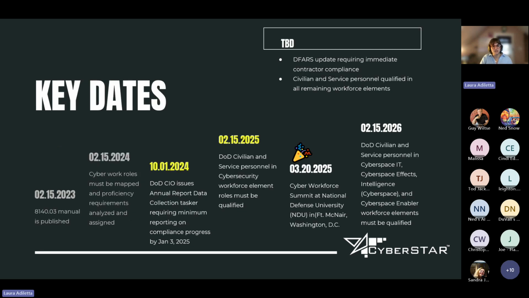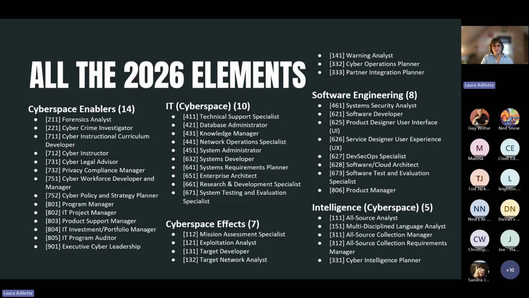So that first wave, as I mentioned, that February 15th date of 2025 only covers those 13 cybersecurity work roles. There's a second wave that's coming a year later in February 2026. And that one has a lot of additional work roles categorized under the elements cyberspace, which includes cyberspace enablers, IT cyberspace, cyberspace effects, intelligence cyberspace, and also software engineering. So that second wave will be a lot bigger. It gives everyone a little more time.